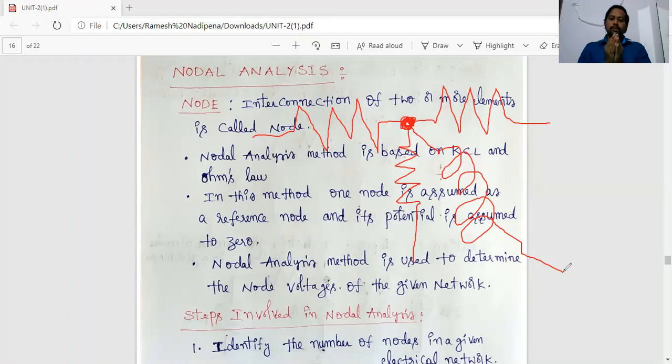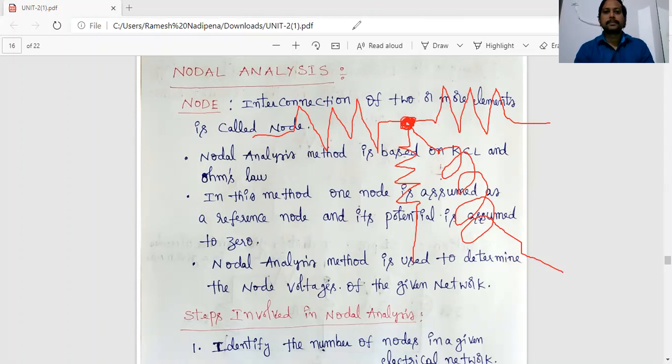So while solving the problems, we always prefer principal node. Please remember, always we prefer principal node. Please keep this point in your mind.